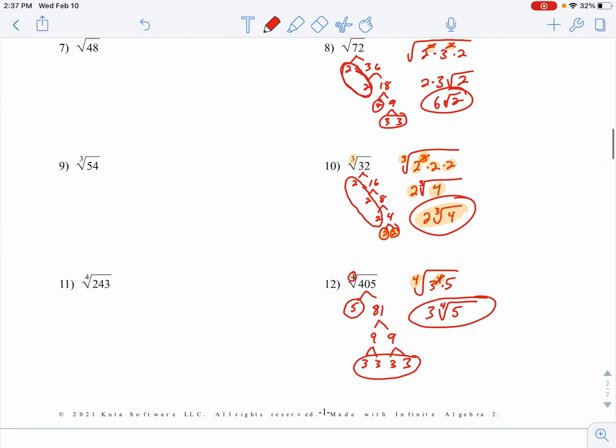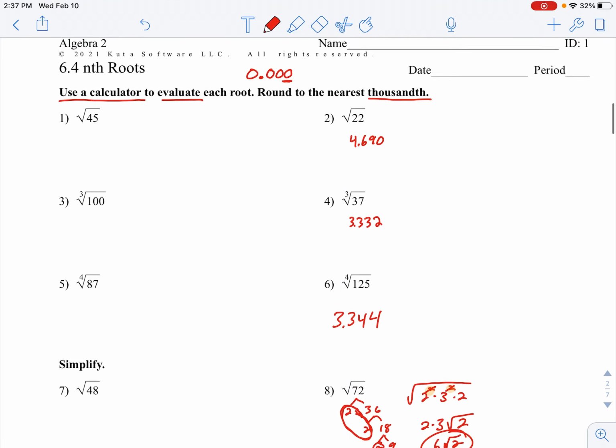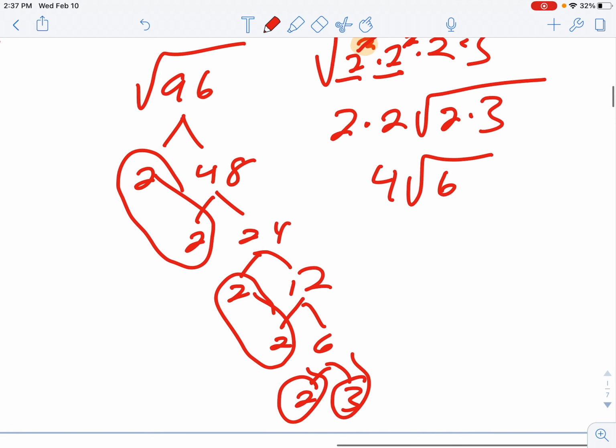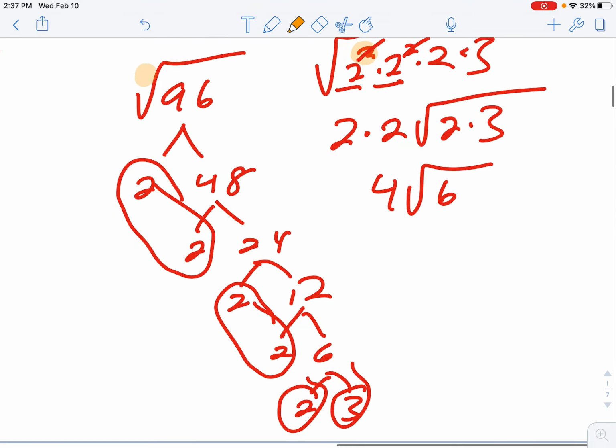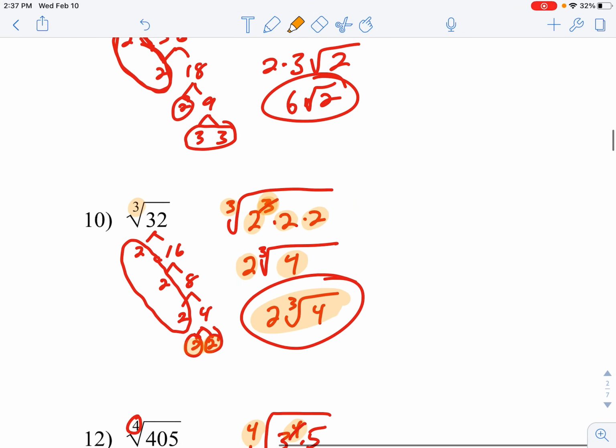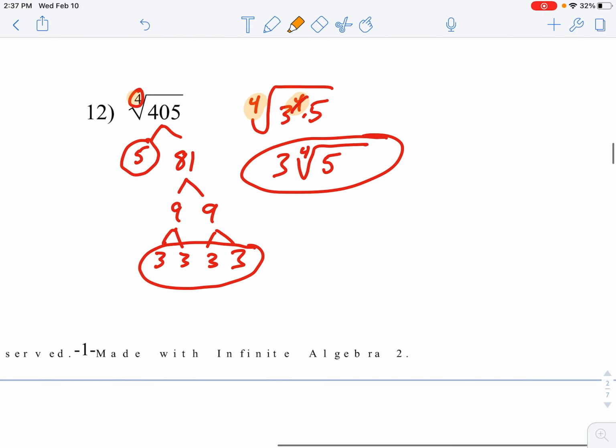So this process is basically the same process that we learned how to do in a previous lesson. It's just we only did square roots before, so you only looked for pairs of numbers. When you do a cube root, you look for 3 of the same number. Like I said, 3 of a kind. If you have a fourth root, you're looking for 4 of the same number, 4 of a kind.